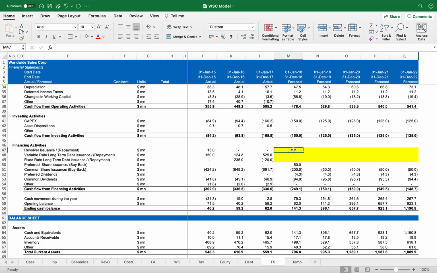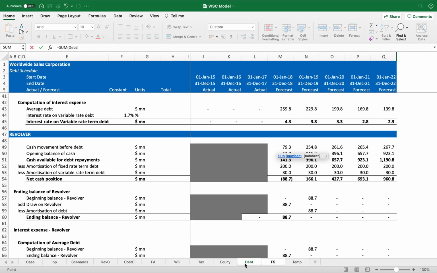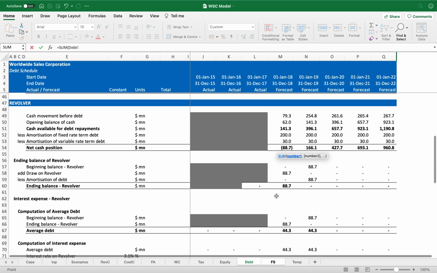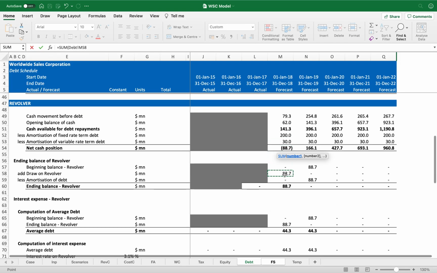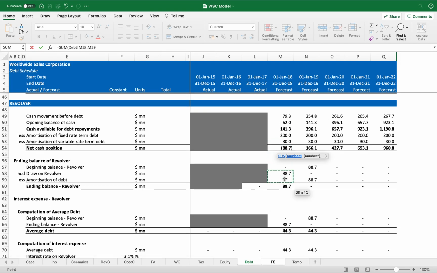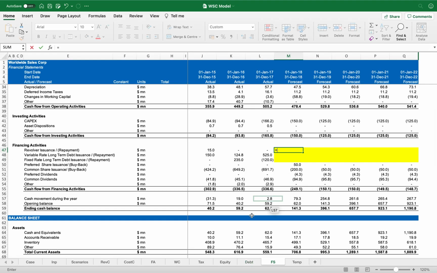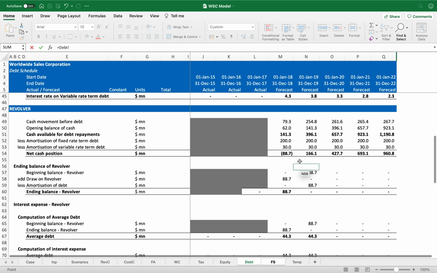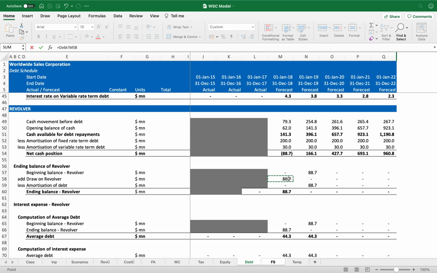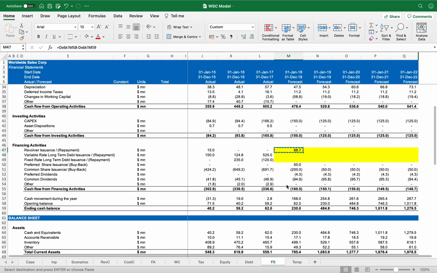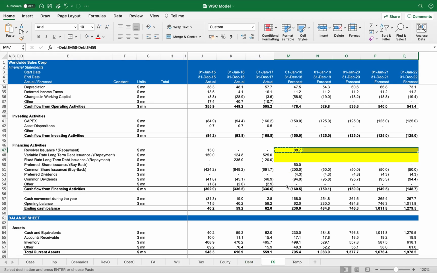Revolver issuance or repayment. So the sum of whatever is my draw or amortization, right? Or what you can do is you can say, okay, let's net it off. Whatever I raise minus whatever I repay, right? So let me just net it off in the cash flow statement.